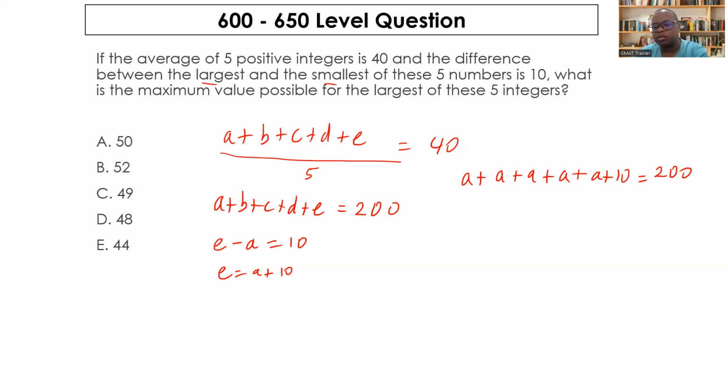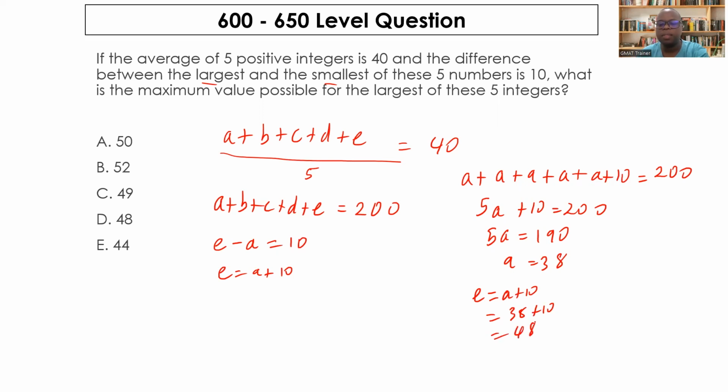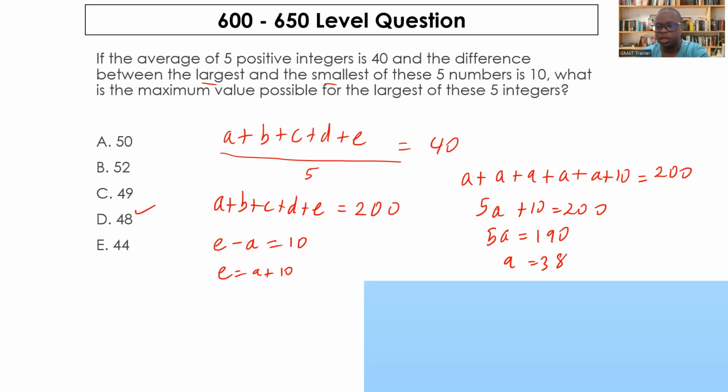This will be 1, 2, 3, 4, 5A plus 10 is equal to 200. Therefore, 5A is equal to 190. A is equal to 38. So the value of A is 38. Therefore, E equals A plus 10 is equal to 38 plus 10 is equal to 48. That is answer choice D as in dog. I hope that is clear.